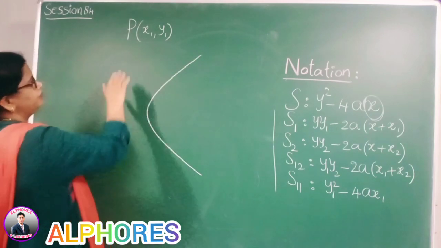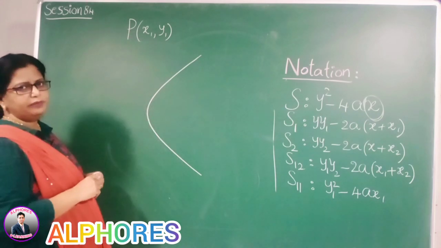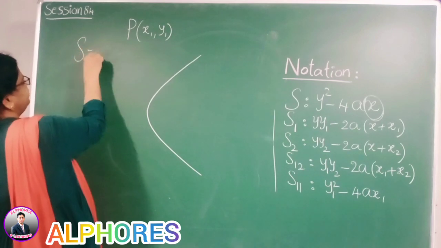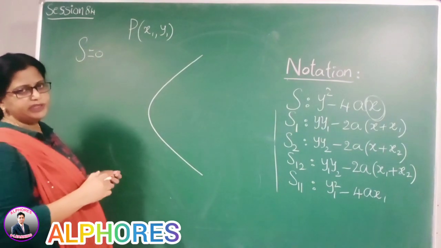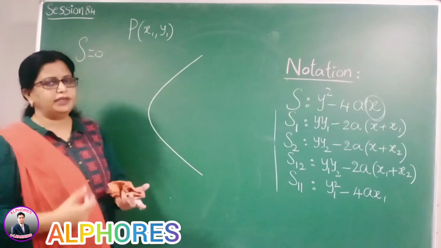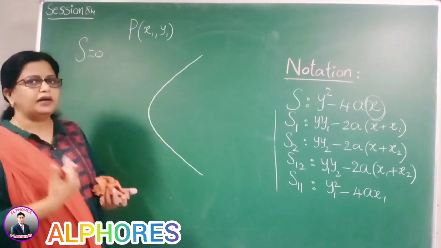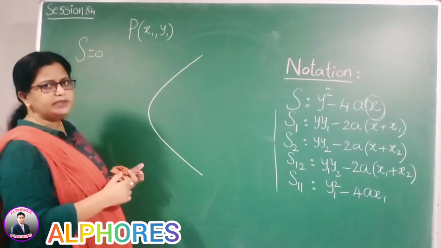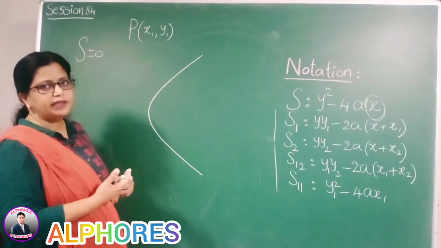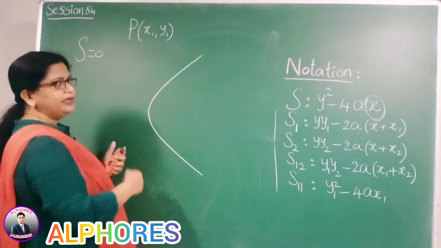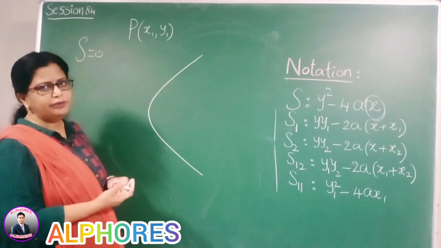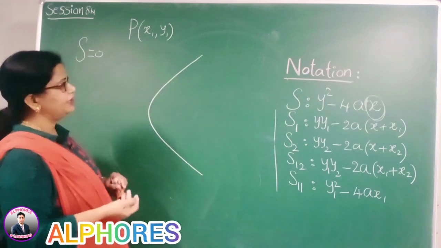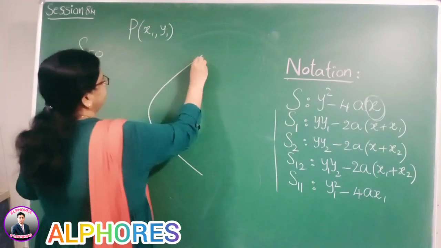So now whenever you consider any point P of x1 y1 with respect to a parabola, suppose S equal to 0, what about its position? Is it outside, or is it falling inside, or is it exactly on the parabola? Then how to check? In case of circles, we compared distance from center and radius: d greater than r, d less than r, d equal to r. Whereas here we are not having any radius, center, etc. So we are going in a different way.